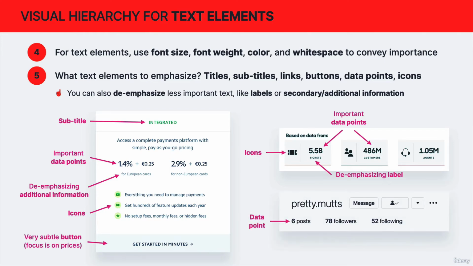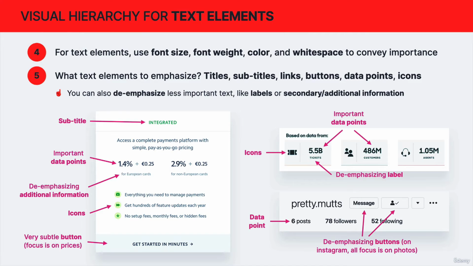Then here, again on Instagram, there is a data point, and then these buttons here are actually really de-emphasized. And the reason for that is that Instagram doesn't want to take any attention away from the photos. That's also why the mobile application is completely white, basically, except of course for all the pictures.